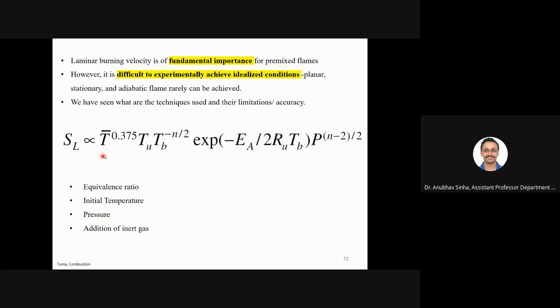In this you can say that it is dependent on unburnt temperature and burnt temperature. This is the average temperature. Then these are the chemical properties: activation energy, gas constant, which is anyway constant, burnt temperature, and then it has the dependence of pressure. So we will look at all these factors one by one in the next few slides.